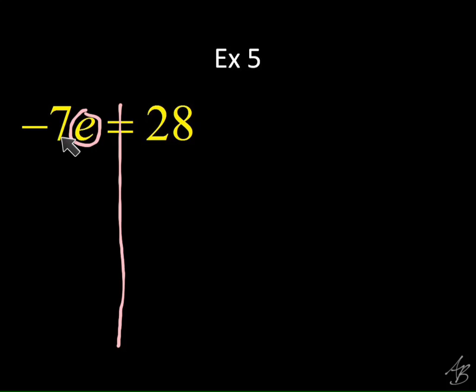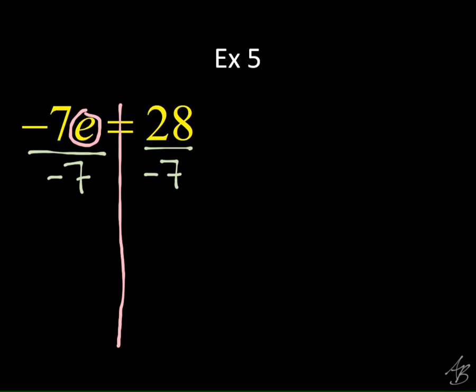Okay? To get rid of this negative 7 here, we have to divide. Now, what are we going to divide by? Positive 7 or negative 7? We have to divide by negative 7. The opposite of multiplying by negative 7 is dividing by negative 7. If we divide by negative 7 on the left, then we have to divide by negative 7 on the right.